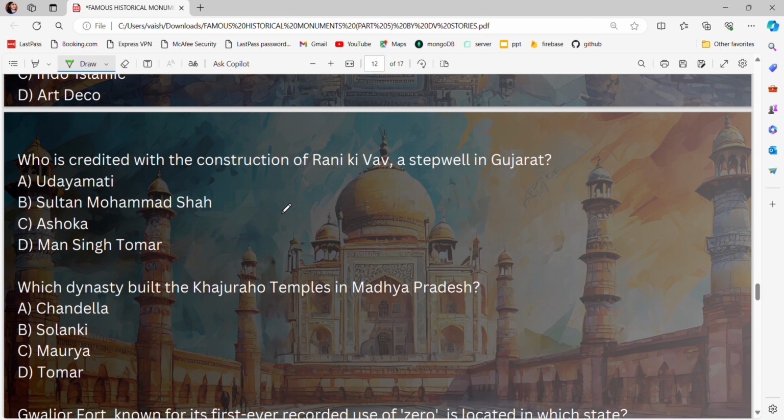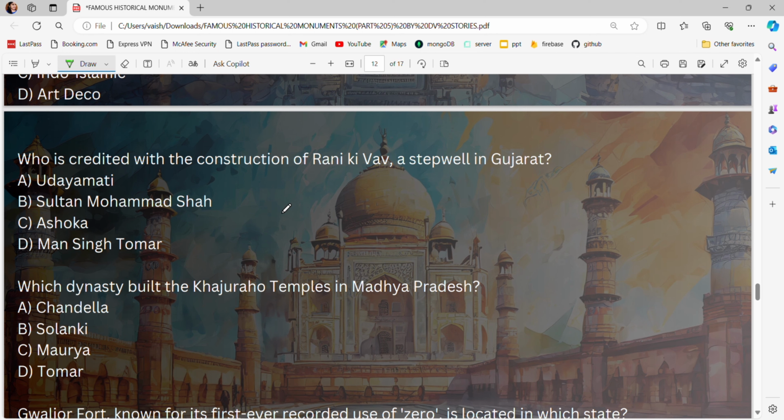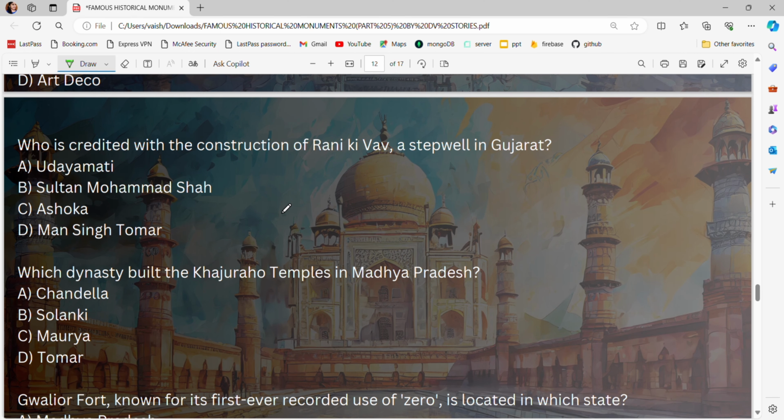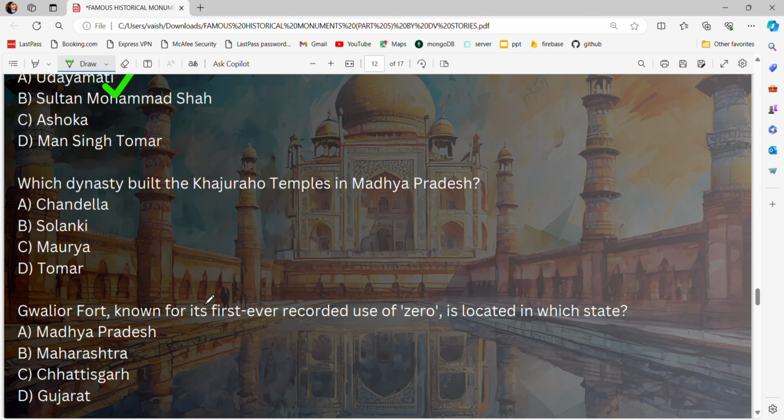Next, who is credited with the construction of Rani Ki Vav, the stepwell in Gujarat? And the options are Udaymati, Sultan Muhammad Shah, Ashoka, Mansingh Tomar. Here the answer is Udaymati.